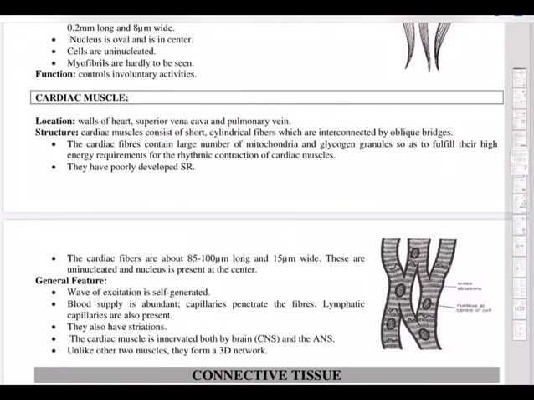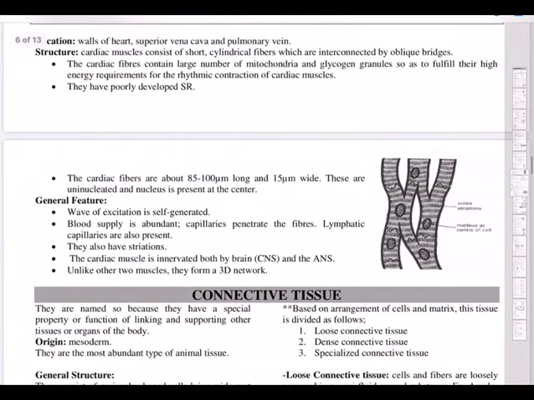Structure. Cardiac muscle consists of short cylindrical fibers which are interconnected by oblique bridges. So, it's a combination of, we can say, smooth muscle and rough muscle. The cardiac fibers contain a large number of mitochondria, naturally because continuously it's working, and glycogen granules, so as to fulfill their high energy requirements for rhythmic contraction of the heart. They have poorly developed striations. The cardiac fibers are about long, wide. These are uninucleated again, and the nucleus is present in the center.